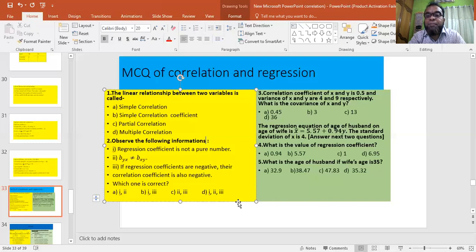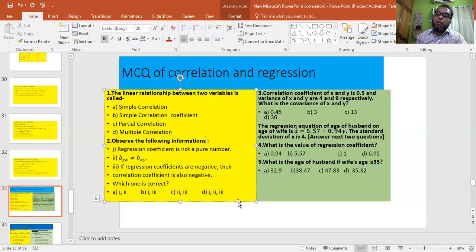Variance of X, sigma square X, is 4. That is, sigma X equal to 2. And sigma square Y equal to 9, that is sigma Y equal to 3. Square root of 4 is 2, square root of 9 is 3. So the standard deviation of X is 2 and the standard deviation of Y is 3. What is the covariance of XY?